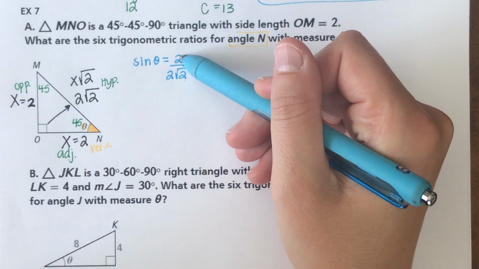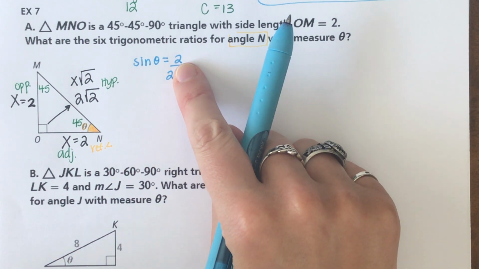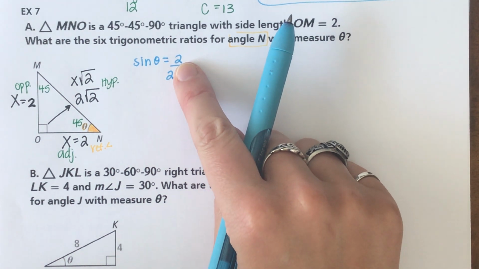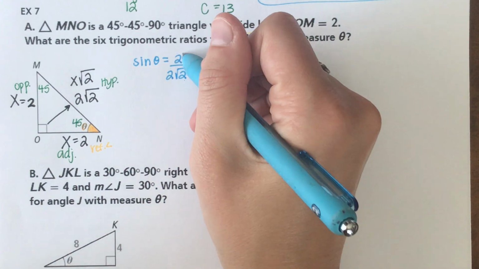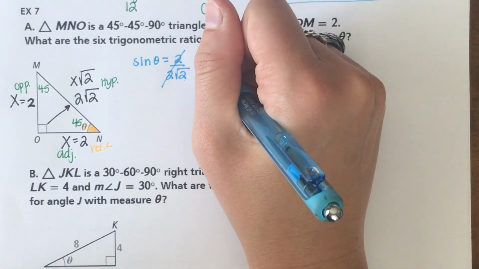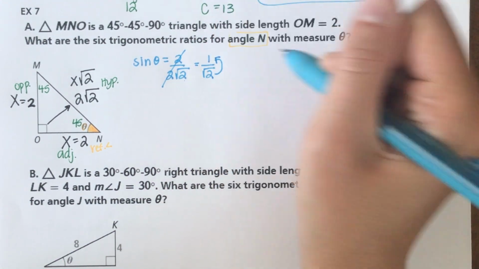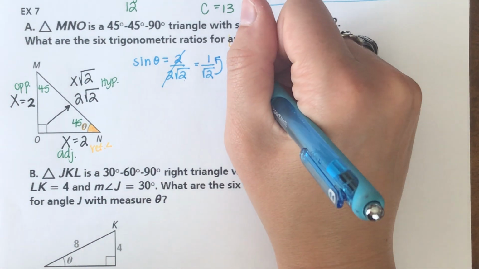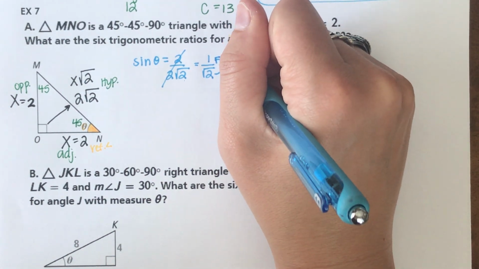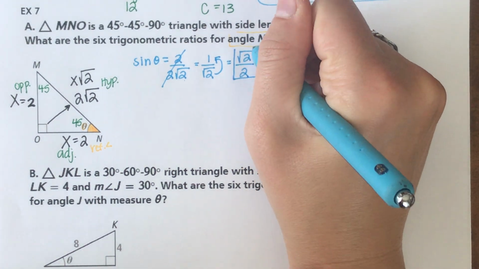Now, I see a 2 and a 2 on the outside of the radicals, right? You are allowed to divide numbers that are on the outside of radicals. 2 divided by 2 is just going to cancel, right? It just becomes a 1. So I've got 1 over radical 2. And then I move it up, clean it up. So it becomes radical 2 over 2. There's my sine.